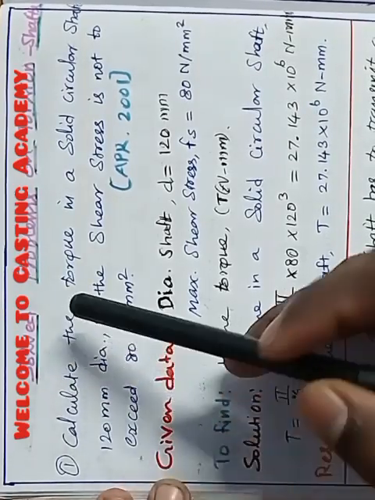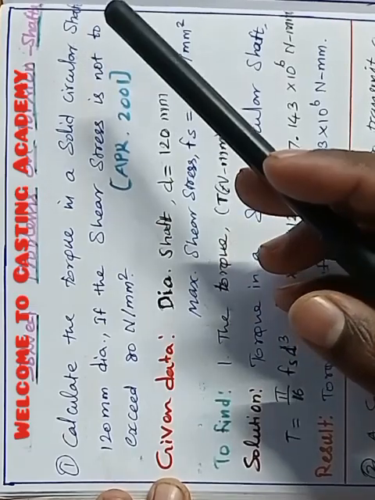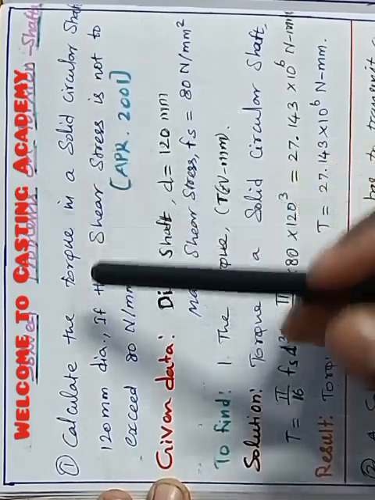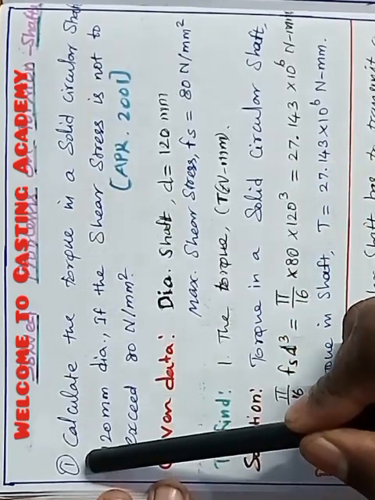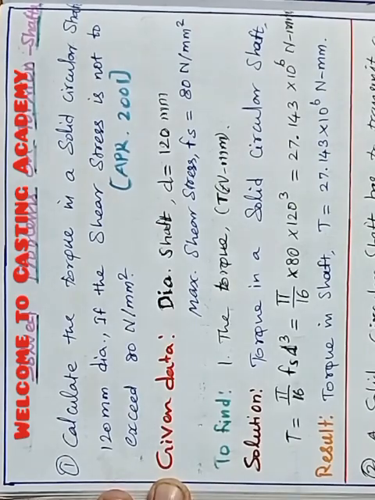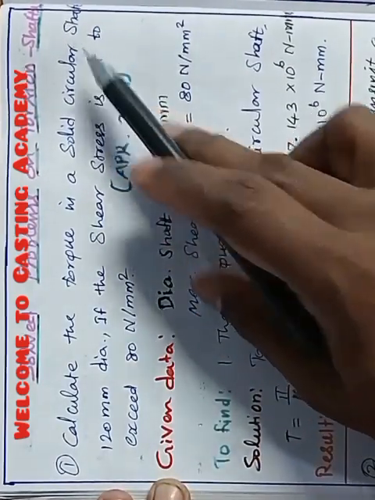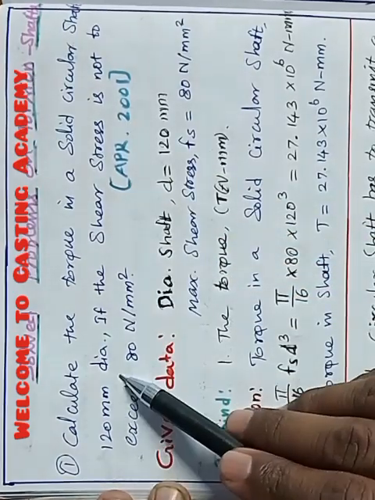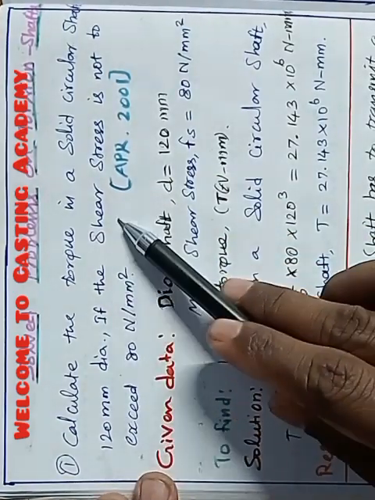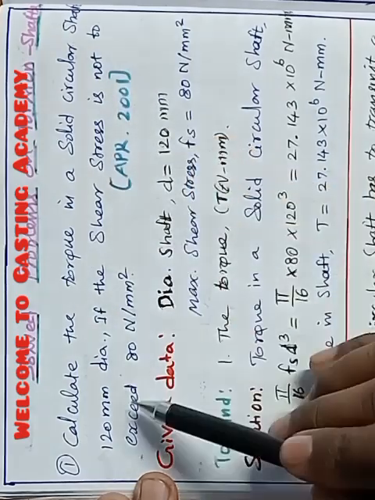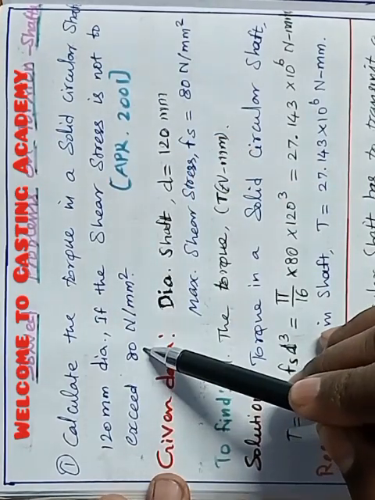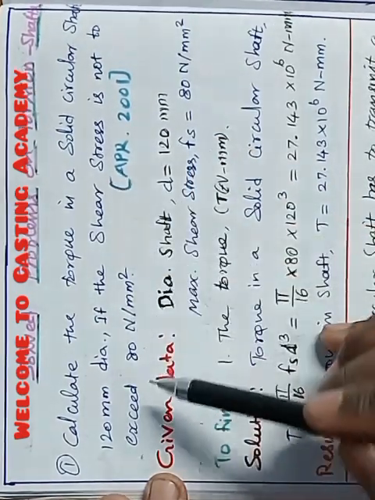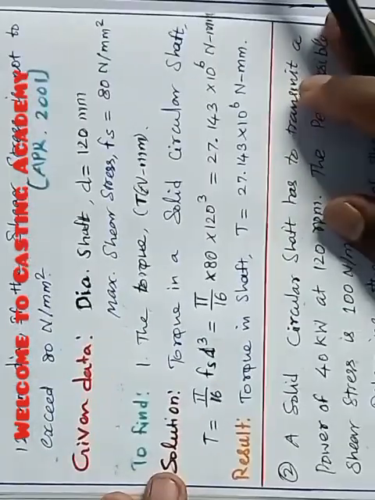Now we are going to discuss the problems on torsion of shafts. First problem: calculate the torque in a solid circular shaft of 120 mm diameter if the shear stress is not to exceed 80 Newton per mm square. So the shear stress limit is 80 Newton per mm square.